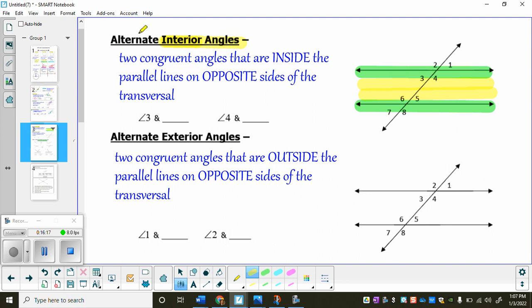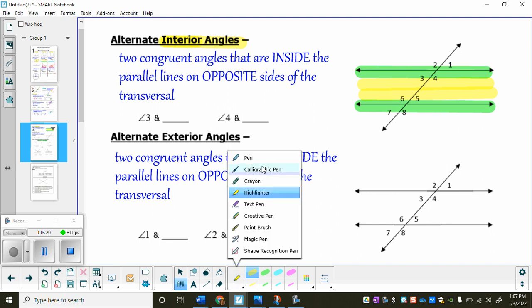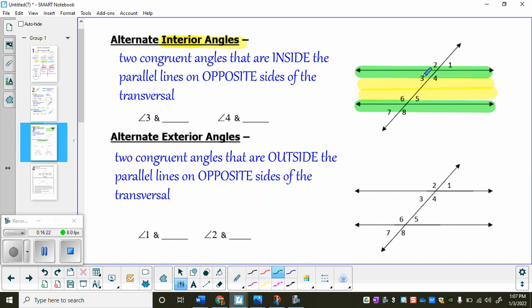Now what do I mean by alternate interior? I mean that they alternate around the transversal. So if 3 is on this side, it is alternate interior with angle 5 on this side. And it really helps a lot of students to see the Z. 3 is on the inside of the parallel lines, and so is angle 5. And see how they're on opposite sides of the transversal here? So angle 3 and angle 5 are alternate interior, while 4 is alternate interior with angle 6.